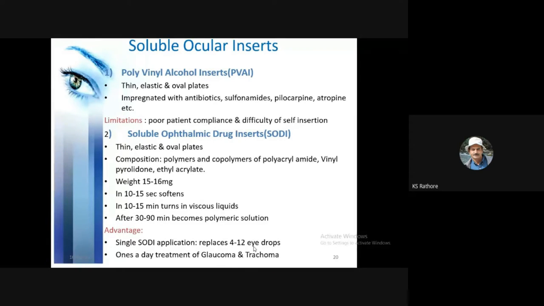Their advantage is that a single SODI application replaces 4 to 12 eye drops. It is a once-a-day treatment for glaucoma and trachoma. Once you insert this SODI, it works for the whole day, and you need not put any other drops.